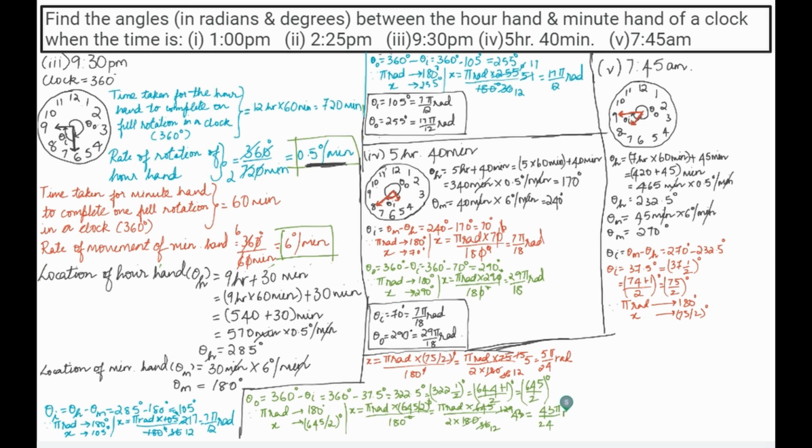radians. So, therefore, our final answer is theta I. In terms of degrees, it is 37.5 degrees. In terms of radians, it is 5 pi by 24 radians. Next, our outer angle theta O is equal to 322.5 degrees, and in terms of radians it is 43 pi by 24 radians.